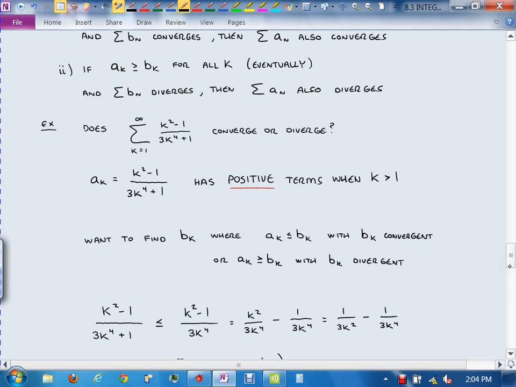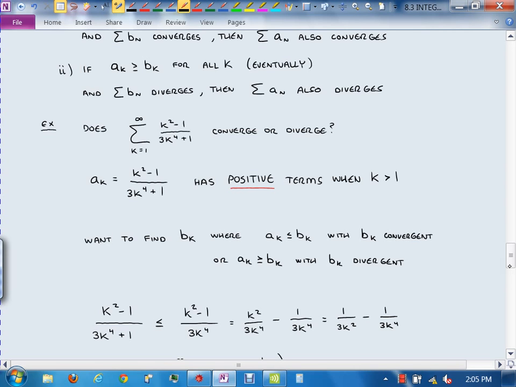Integral test. Could we turn this into a function? Like x squared minus 1 over 3x to the 4th plus 1? Sure. Would that be a continuous function? Probably. Is it always positive? Well, at 1 it's 0, right? At 1 it's 0. But after you go past 1, that's positive, isn't it? Could you take the derivative? Sure. Do you want to? Maybe. I don't know. So integral test might actually work for this problem. It might. But there's a much cleaner way to do it.